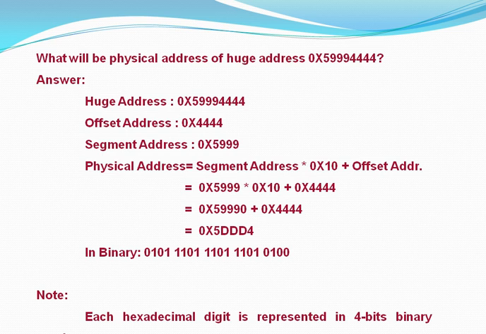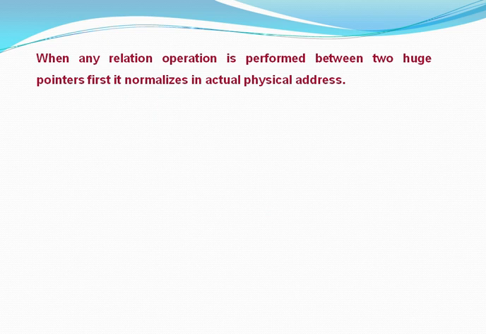For example, we have done this case. Each hexadecimal digit is represented in 4 bits binary number. So we have done the normalization concept, meaning a 32-bit address is converted into a 20-bit address. So when any relational operation is performed between two huge pointers, first it normalizes to the actual physical address, then after that we can make the relations between these two variables.